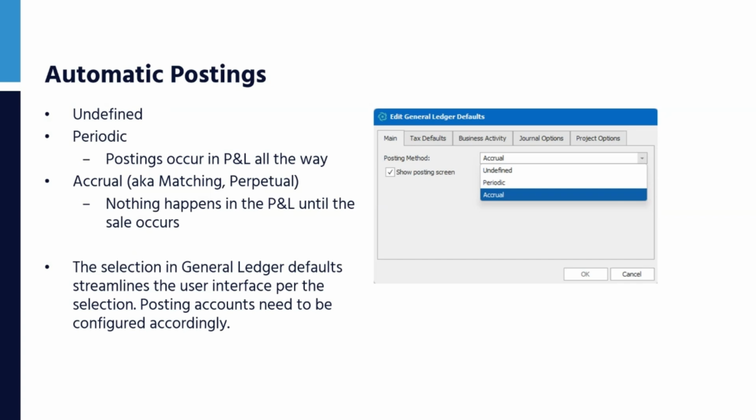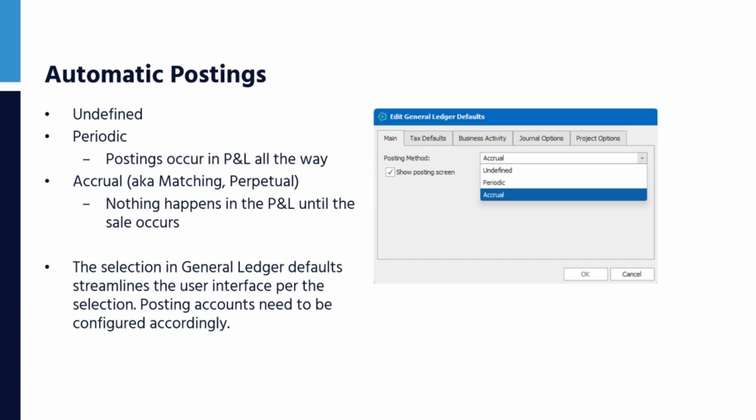So undefined basically means we don't know what you're using at the moment, and periodic means that you just want to lock it down to say, okay, I'm happy with periodic postings, and so I only want to see the control accounts when I set up my groups or my locations that relate to that posting methodology. Similarly, if you do change to accrual, which is also known as matching or perpetual from an inventory perspective, then essentially you make that change and the UI will flow.